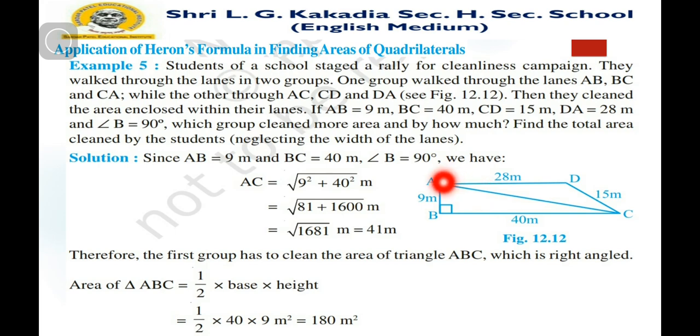So now we have all the sides of these two triangles. So we can find the area. Here in a right angle triangle, you can use half base into height to find the area. Therefore, the first group has to clean the area of triangle ABC, which is a right angle triangle. So the area of right angle triangle ABC is equal to half base into height, which is equal to half into 40 into 9 meter square, which is 180 meter square. So this is the area that is cleaned by group A.